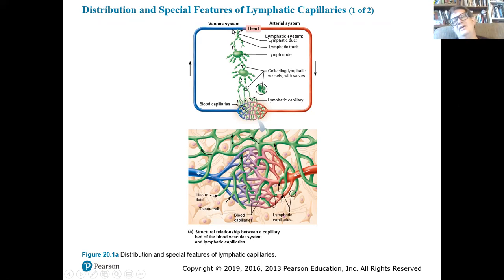Why the venous side? Because it's so much lower pressure. If you had the almost no pressure lymphatic system trying to empty into an artery, it would have blood squirting into the lymphatic system because the arteries are so much more powerful. So we go for the venous side because of the lower pressure.